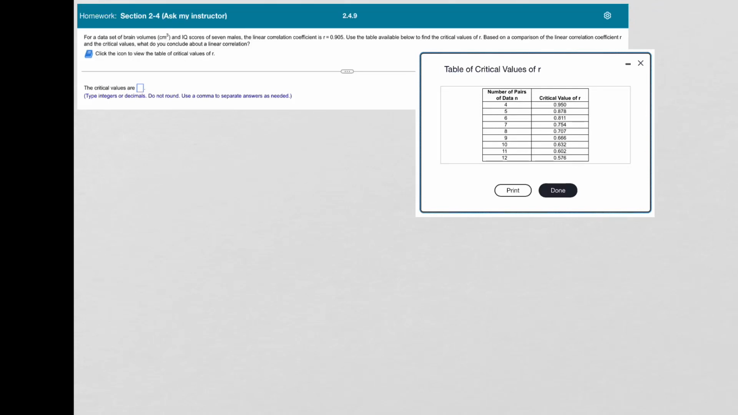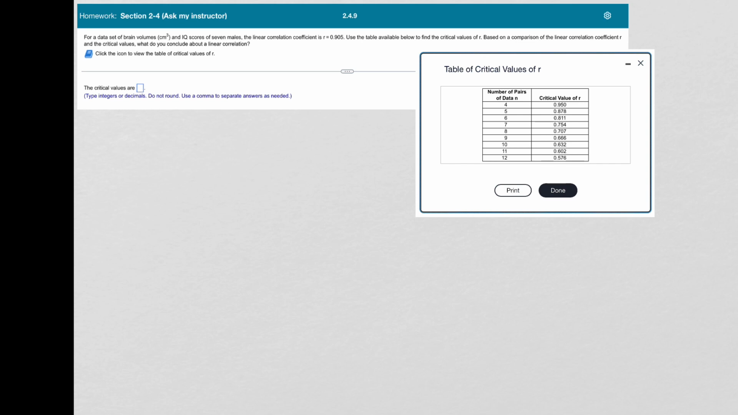In this problem, we're given information about a data set of brain volumes and IQ scores of 7 males. And we're told that the linear correlation coefficient is R equals 0.905. So we're going to use the table to find the critical value of R, and then we're going to determine if there appears to be a linear correlation.